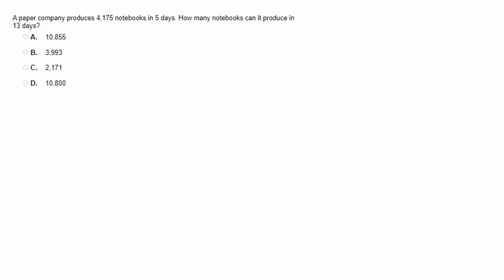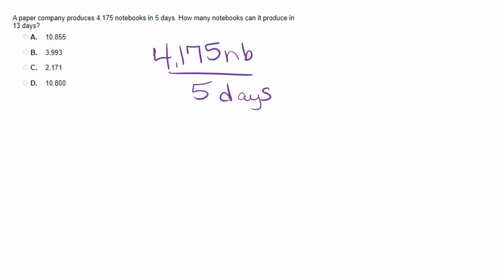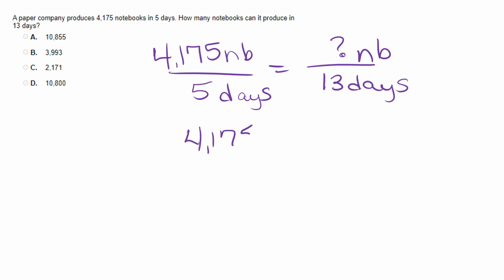A paper company produces 4,175 notebooks in 5 days. How many notebooks can it produce in 13 days? So you always want to put the days on the bottom, if they're on the bottom on the left, but we want to know how many notebooks they can produce here. So we're going to cross multiply. 4,175 times 13 equals 5 times question mark.